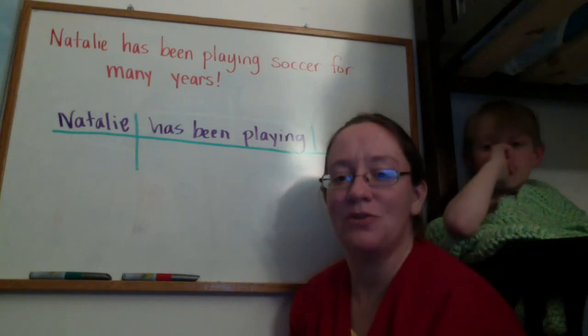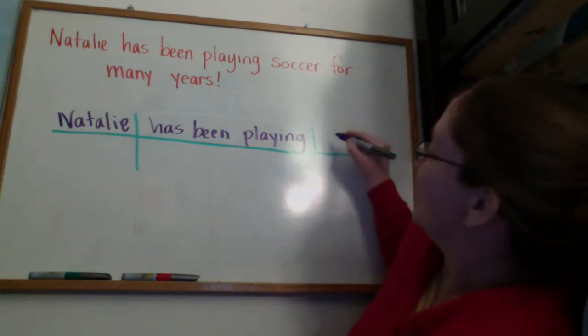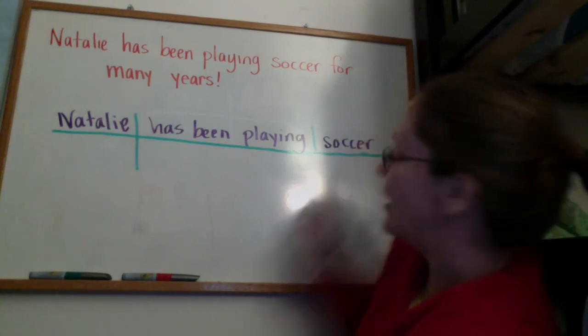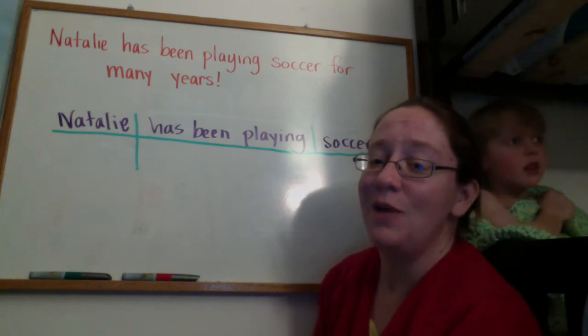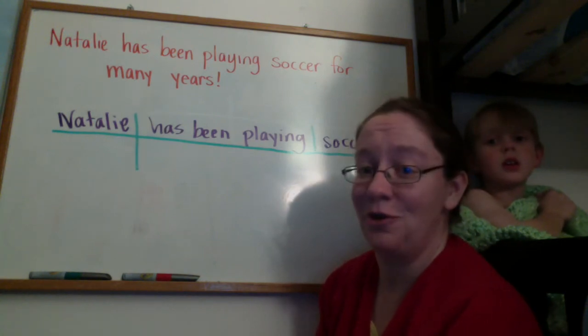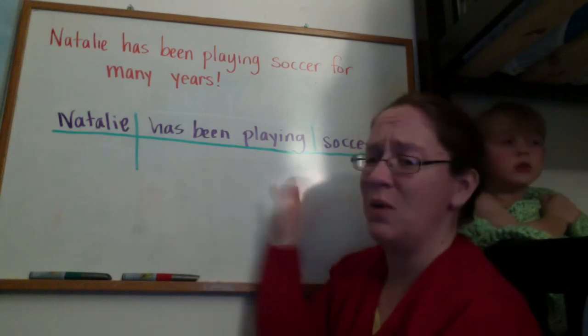Once again, we need our direct object that's receiving the action. So soccer is the thing she has been playing. We'll add that in the direct object spot, and we have it as a noun, so we know we did it right. And now we have our final piece that we need to diagram, which is the prepositional phrase, for many years. Now we have to think about where we want to put it.